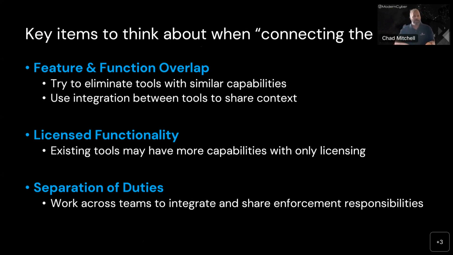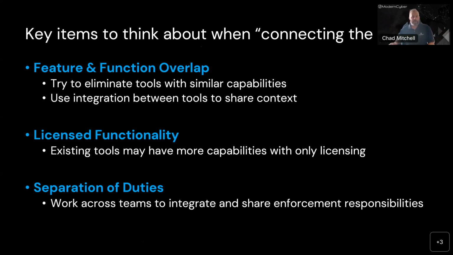License functionality, as I mentioned, existing tools may have the capability to do more than they're currently doing because they just don't have the license. And then the last one is probably the hardest one that I have had to deal with over my years, and that's the separation of duties, right? When we look at zero trust and the network being abstracted completely from security and so forth, it's about getting teams to work together to identify how different solutions within the environment, no matter who they're owned by, can share data, can share context, and can share the end result of enforcing the zero trust policy within the environment.